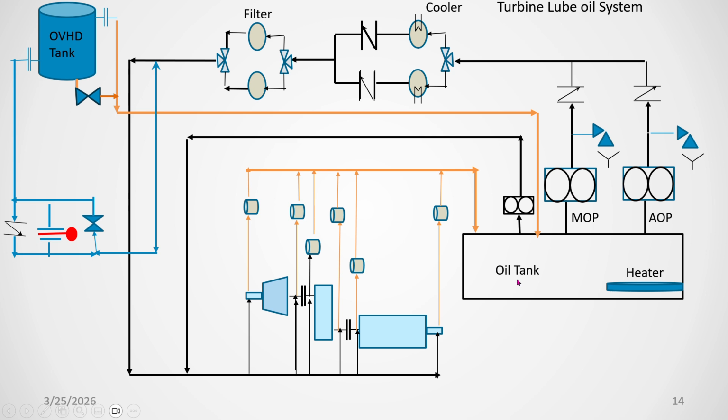This is the heater we provided to maintain the temperature, and this is the cooler to maintain it. The heater is normally required in the winter season when the oil temperature is very low. At that time you can keep the heater on so the temperature remains 38 to 42 degrees centigrade. And if the temperature is more, then you can keep this cooler in operation.